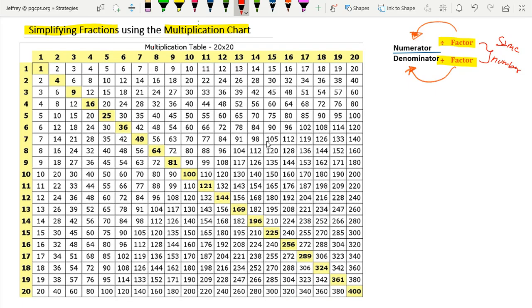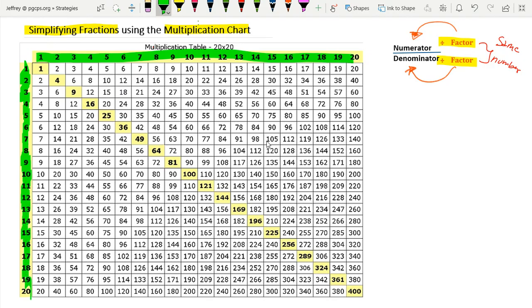Now, where can we find these factors or the numbers to divide into using the multiplication chart? Now, you can find these factors on the top and on this side right here. So these are the numbers that we can use as our factors when we simplify fractions. And I'll show you how, okay?